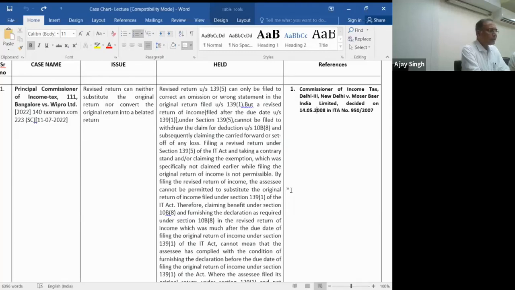As far as the department is concerned, it raised various contentions, saying that if we allow it in this manner, whereby the assessee can go back to the original claim which he had made under 139(1) by filing a revised return under 139(5), it would be improper. The department also contended, by reading the provisions, that 139(5) is for the case where there is an omission in the original return; there, 139(5) can be filed.